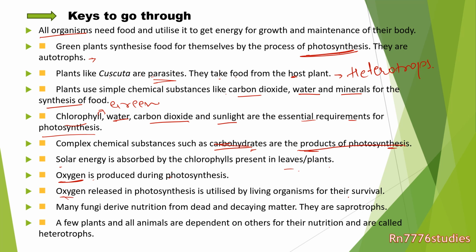Many fungi derive nutrition from dead and decaying matter. They are saprotrophs. A few plants and all animals are dependent on others for nutrition and are called heterotrophs. Okay.